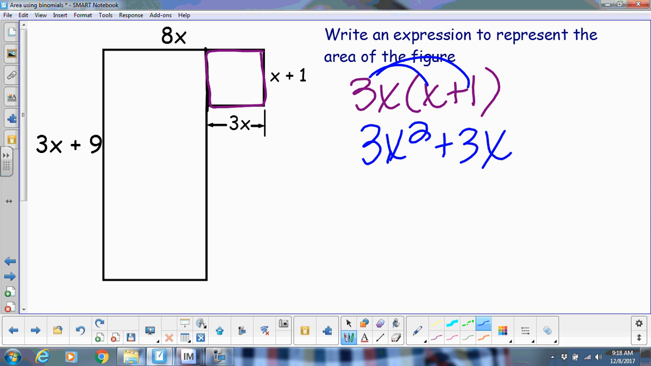The hard part is finding the other side. Okay, so here's my other rectangle, correct? Okay, which side do I already have? Which side do I know I need?